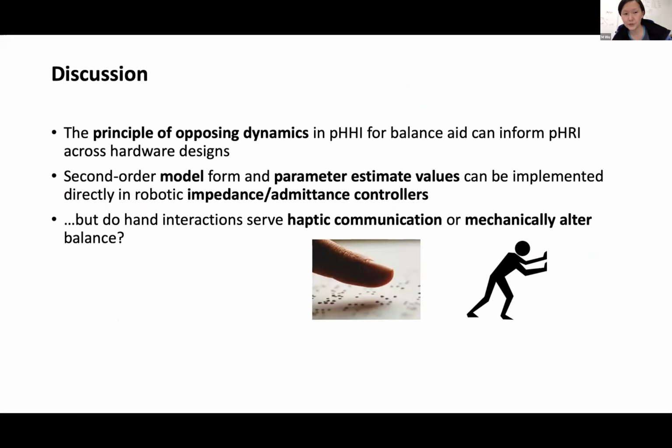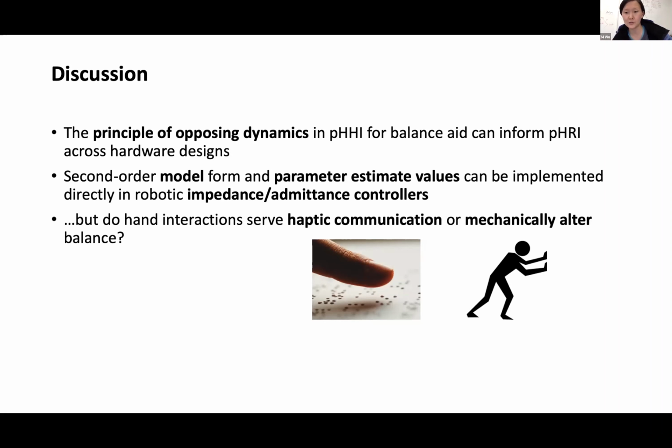So in conclusion, we see this principle of opposing dynamics in physical human-human interaction for balance aid that applies to all kinds of physical human-robot interactions, regardless of the hardware. And this model that we created and the parameter estimates can be implemented directly in robotic controllers that use impedance or admittance control.